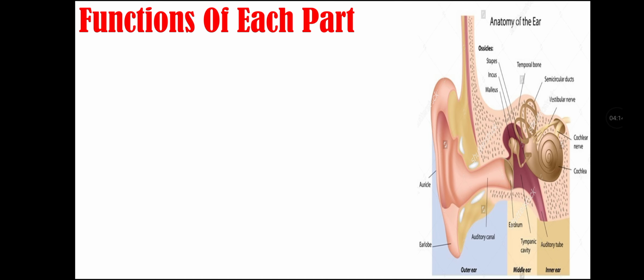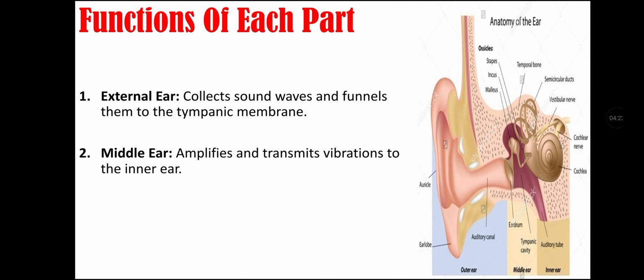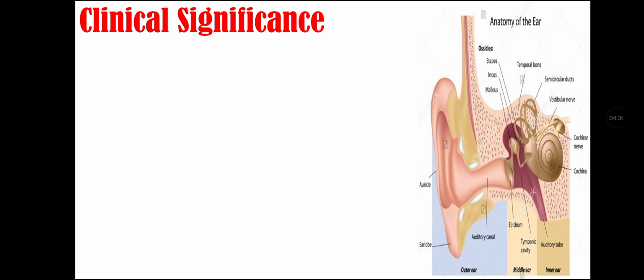Functions of each part of ear. First, external ear function. Its function is to collect sound waves and funnels them to the tympanic membrane. Second part is middle ear and its function is to amplify and transmit vibration to the inner ear. Third part is inner ear. Its function is to convert vibration into nerve signals and to detect head movements, that is for the balance.